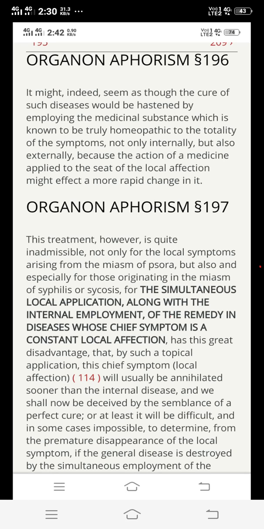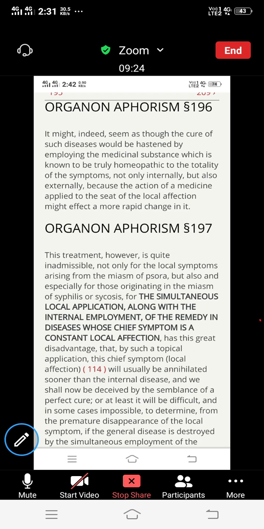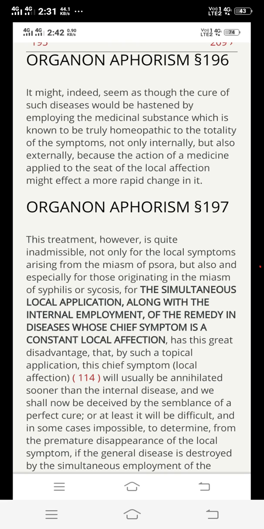So, starting with today's lecture, we started the topic local maladies or local diseases, that is from aphorism number 185 to 203. So, in this, we completed up to aphorism number 295. Before moving forward, first we will revise what we studied in previous classes about the local maladies. We started with aphorism number 185, and in this aphorism 185 they explain about the definition of local diseases.